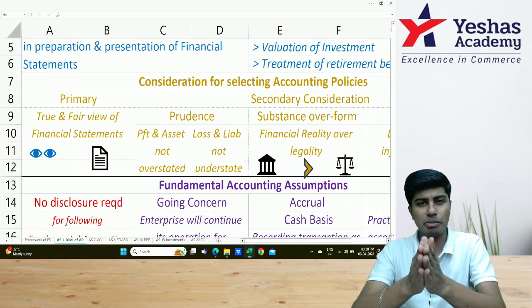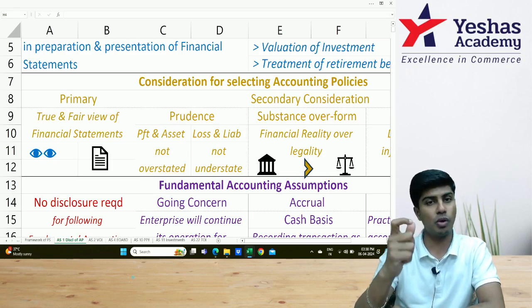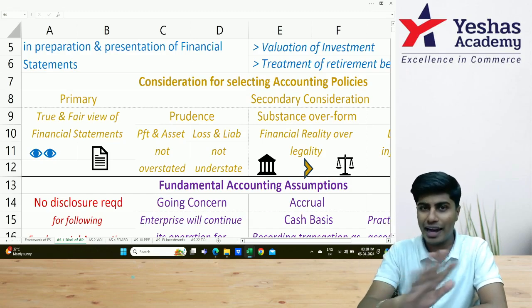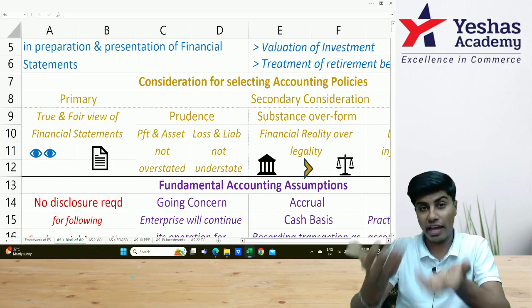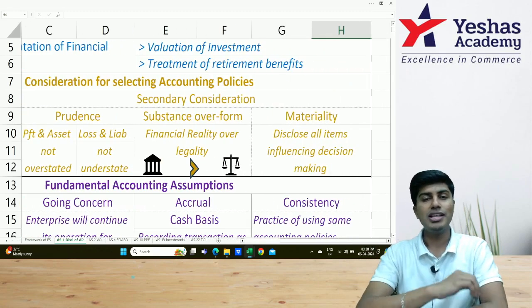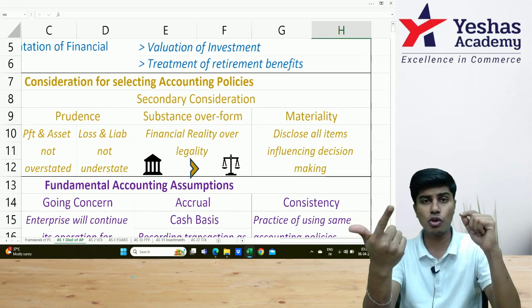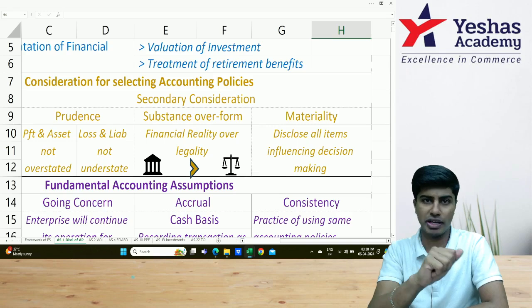Primary consideration is very simple. We need to keep our financial statements true and fair. In order to keep the financial statements true and fair, whichever accounting policy gives us the best results, we follow that accounting policy. If both the options that we have are giving a true and fair view, then we go to secondary consideration. Secondary considerations are three. 1. Prudence. 2. Substance over form. 3. Materiality. It is not one of these, but all three of these have to be considered.